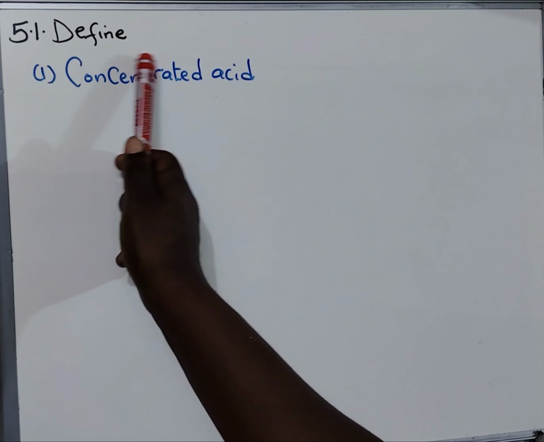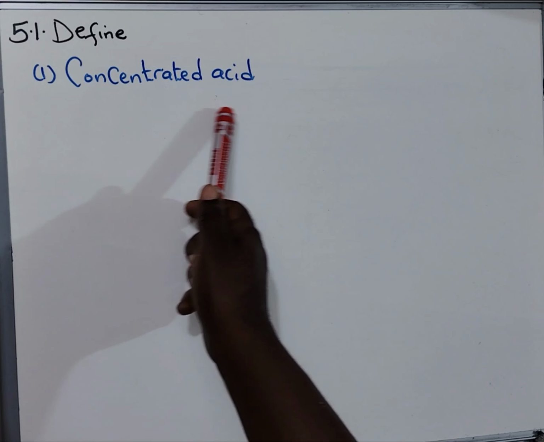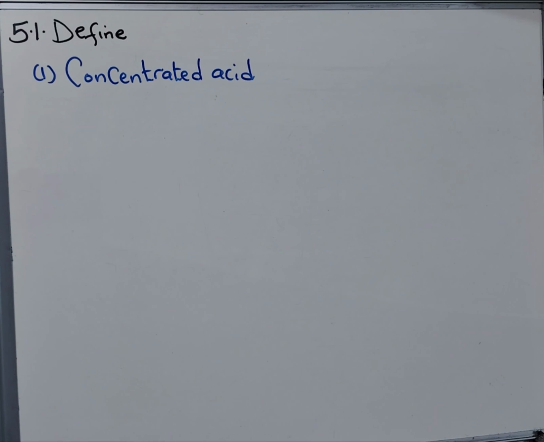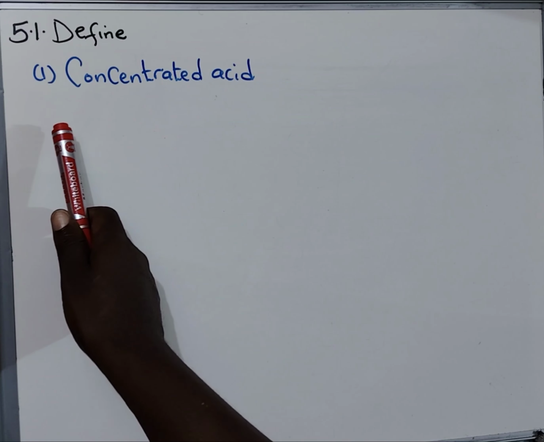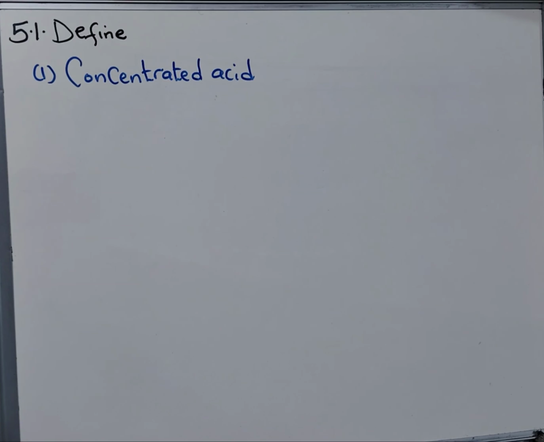Then we are looking at this question. It says, define concentrated acid. What is it? A concentrated acid is the acid which contains a large number of moles of the acid in proportion to the volume of water.